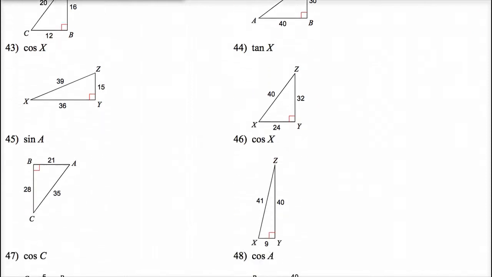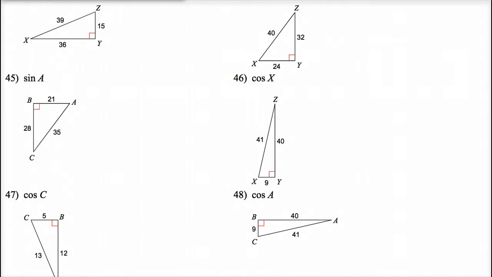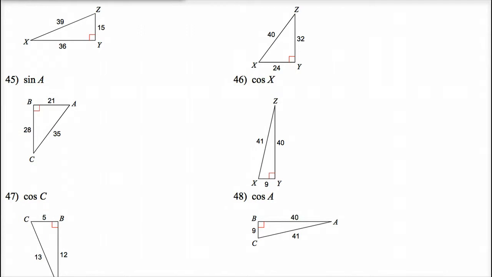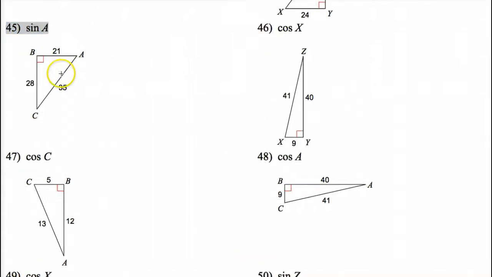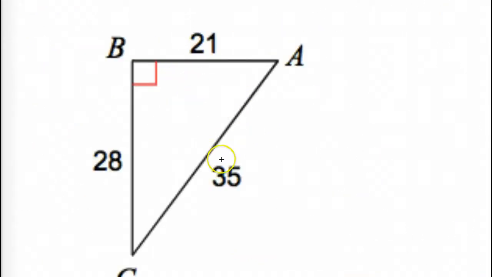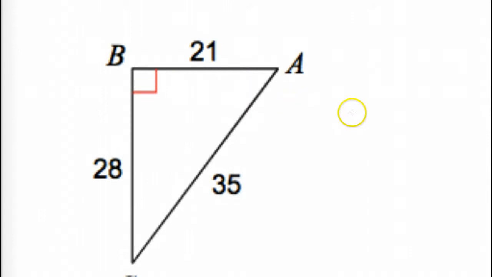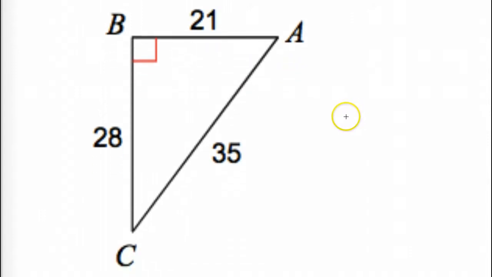All right, tangent x, cosine x, sine a. This one's a little bit different. Let's look at number 45. So sine of a. We'll zoom in on it and look exactly at what's going on. We have A, B, and C, and it's asking us to find sine of A. Why is this one slightly different? Because A is up here and the other ones were down there.